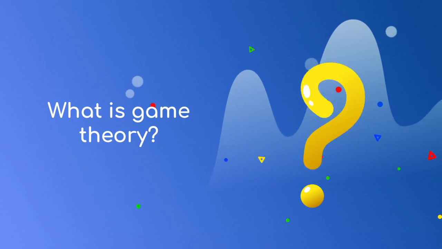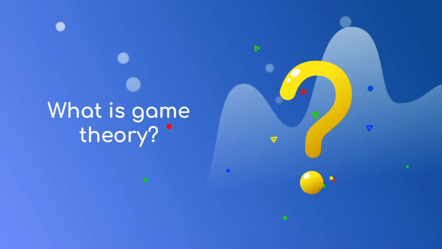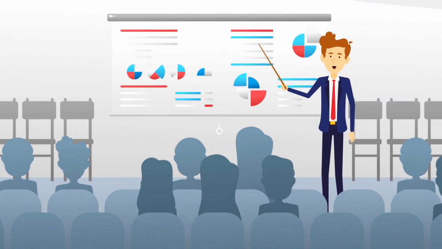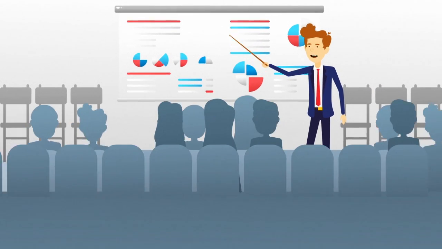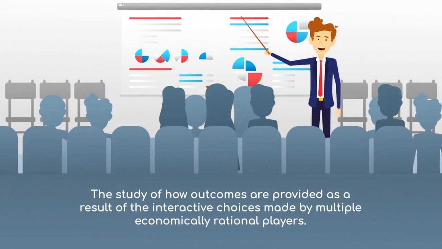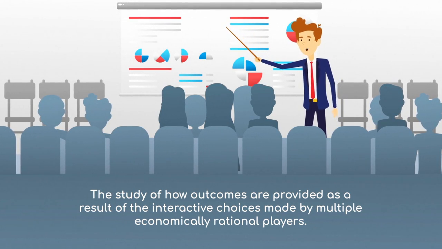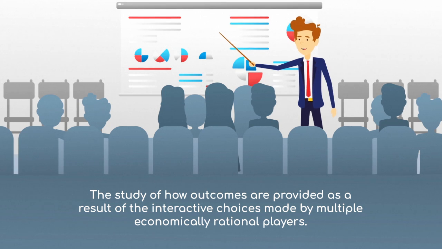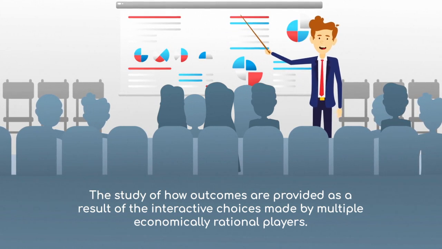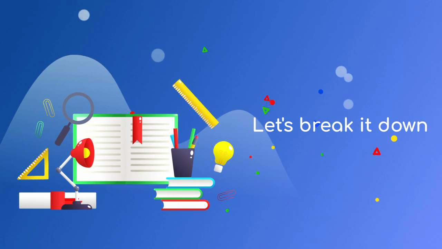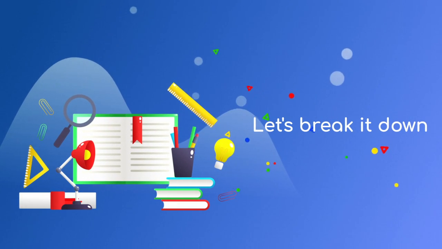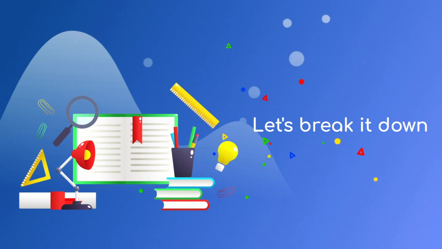Now, what exactly is game theory? Well, if we are to provide a definition of game theory, it would have to be the study of how outcomes are provided as a result of the interactive choices made by multiple economically rational players. Yeah, a real mouthful, huh? Let's break it down to get a better understanding for that seemingly impossible chunk of text.